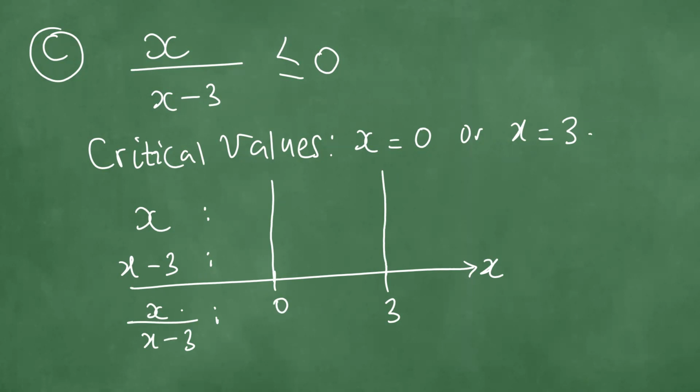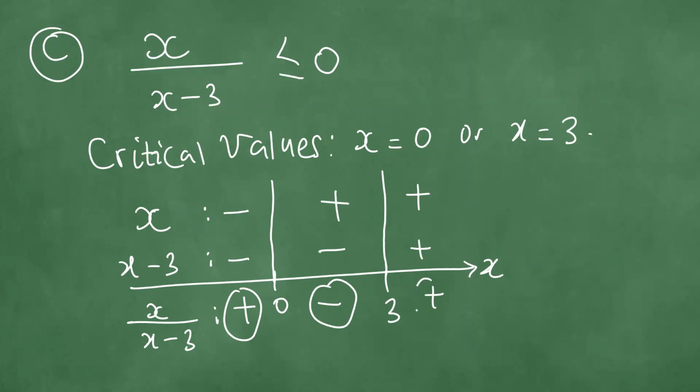Smaller than 0, a negative number like -1, it's going to be negative. We substitute here: -1 minus 3 is a negative, and this is positive. Between 0 and 3, a 1, making this a positive, making this a negative, and this is a negative. Bigger than 3 makes this positive, this positive, and this positive. Okay. The question we asked ourselves: what is the answer here?